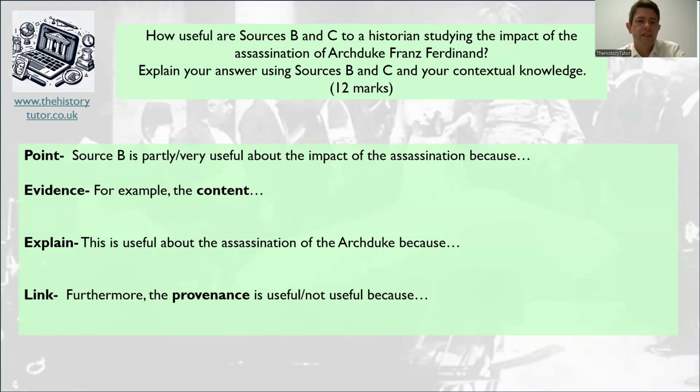We'll then discuss some information from the content, and then we'll try and explain with our knowledge whether that content is useful or not. And then we'll maybe try and do some provenance work for that source. As I said earlier, if you're struggling with the provenance, you can explain two content ideas, but we're going to try and do a top level answer where we do content and provenance for both sources. So let's give this a go.